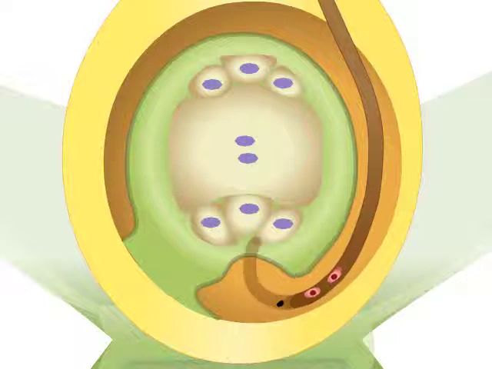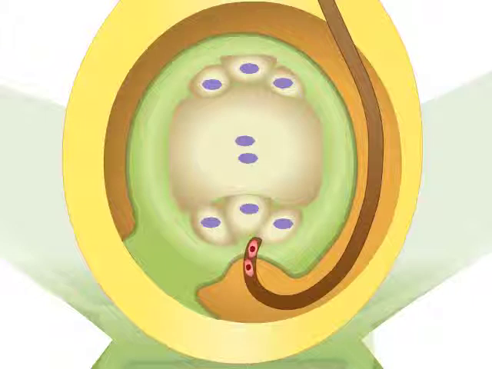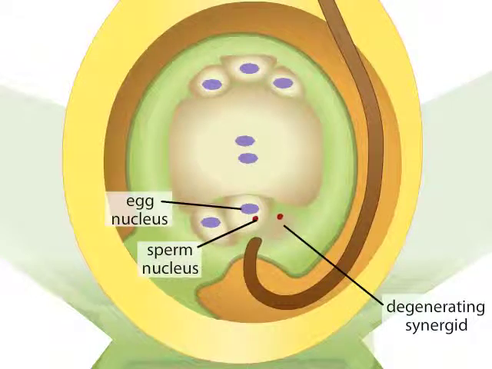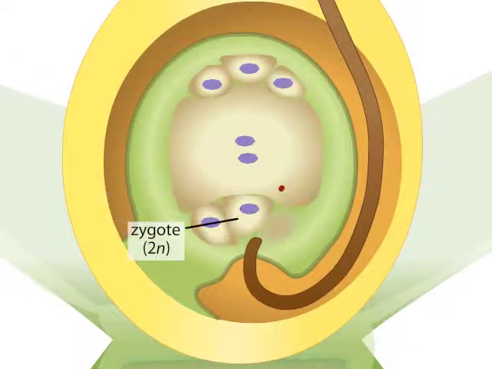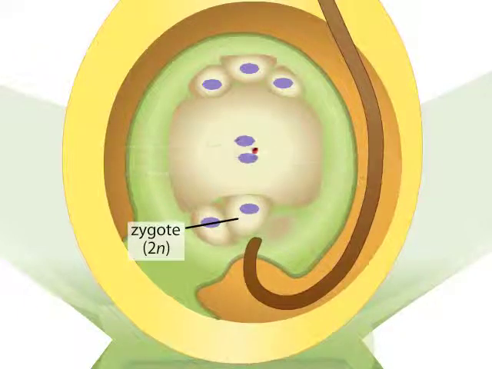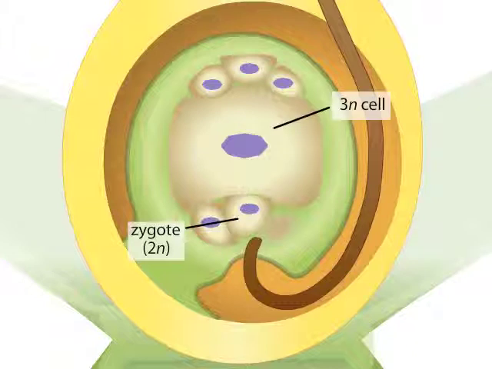The pollen tube reaches the opening of the ovule and digests its way into one of the synergids. The synergid degenerates, and one of the 2 sperm cells fertilizes the egg cell, producing a diploid zygote. The second sperm cell fuses with both of the polar nuclei, fertilizing them to produce an unusual triploid cell.